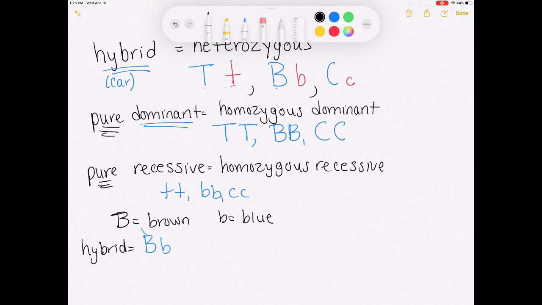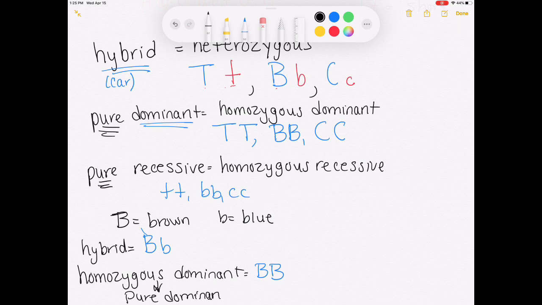If I ask you to give me an example of homozygous dominant, it might be a good idea to pause it so that you can try it on your own before I just stick the answer up here at you. But homozygous dominant is going to be two big B's. Homozygous means the same. What else could homozygous dominant be the same thing as? Pure dominant.